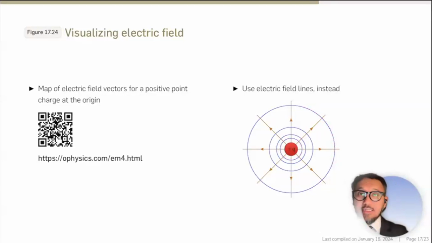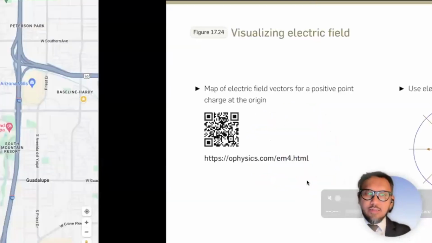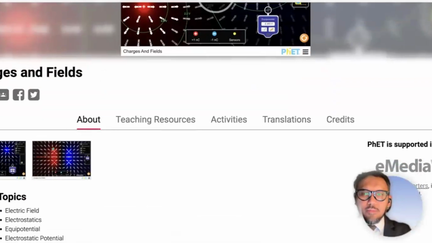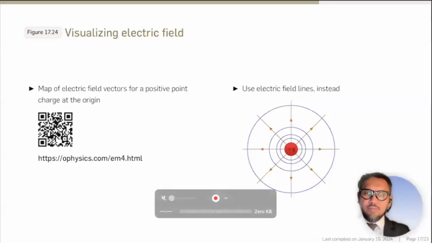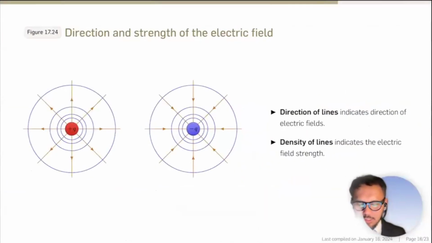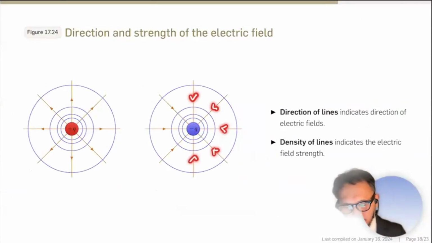And there is another demonstration that you can play with. This is just the same thing, but if one of them is positive, the other one is negative. So the one on the left is positive, and the one on the right is a negative charge. The difference is again the direction of the arrows. Okay.